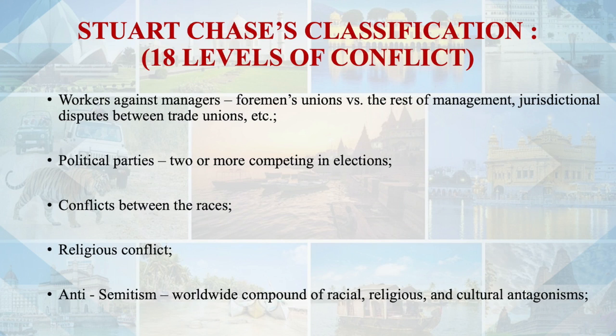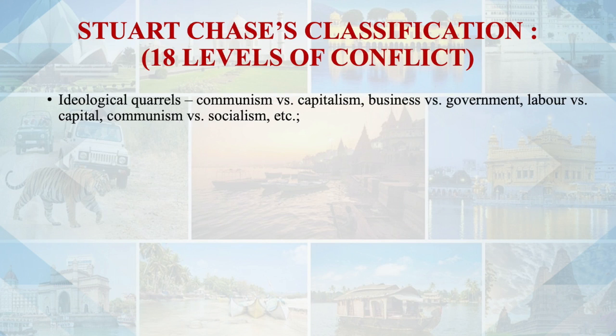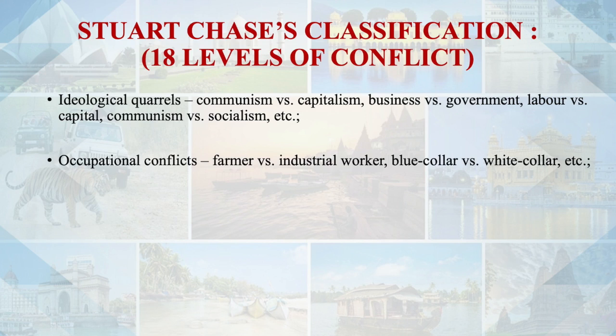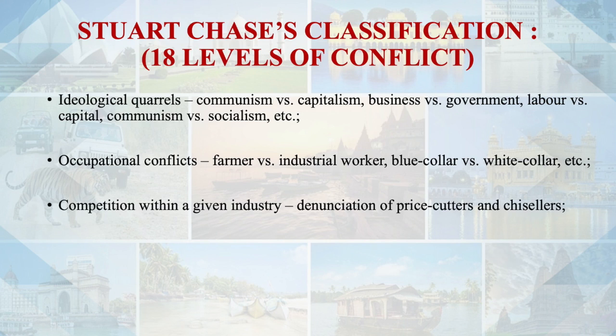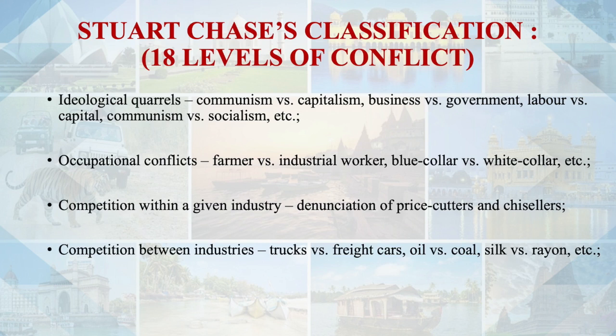Then racial and religious cultural organizations, this kind of conflict is there. Ideological quarrel is there, communism versus capitalism. Then business versus government, labor versus communism and socialism. So these are ideological quarrels. Then occupational conflict, like farmer versus industrial worker, blue collar worker versus white collar worker. Then another conflict is within a given industry. Finally, we have competition between industries, like heavy vehicles versus light commercial vehicles, or let's say silk versus plastic or synthetic rayon.